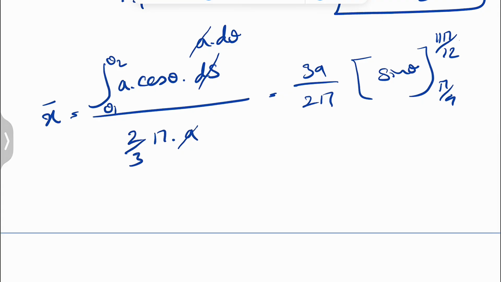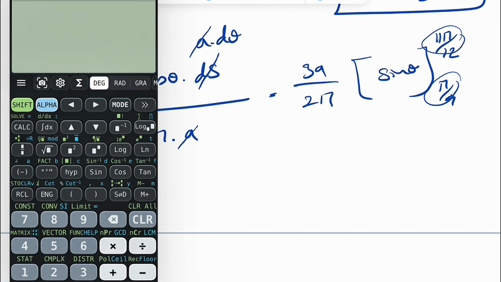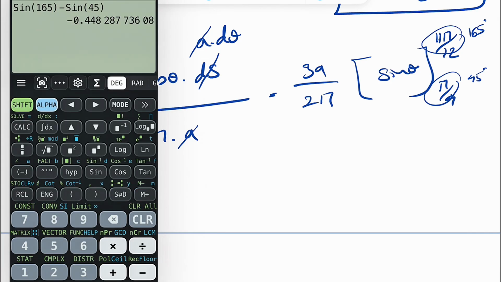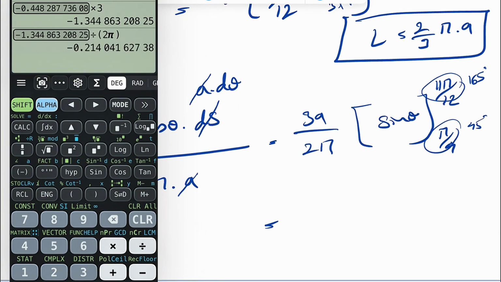To find the values, keep in mind that if you're using these values, your calculator has to be set to radian, or you can just use degrees for this part, because we have to find the value of the sine, so it doesn't matter if you go with degrees or radian. So that was 165 degrees, that's 45 degrees, so basically we have sine of 165 minus sine of 45. So that's going to be the value for the integral part, and we just have to multiply by 3 and divide it by 2 pi. So yeah, that's going to be the coordinate for x, 0.214a.